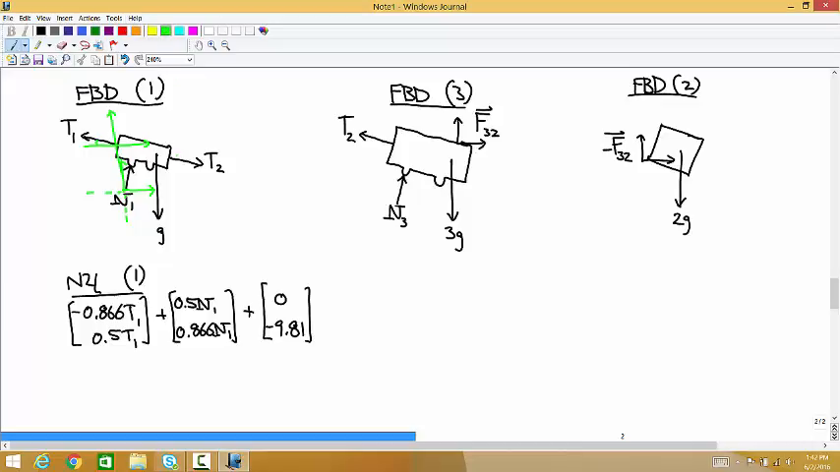What's the angle for this vector? 330 or negative 30, either of those will work. And so that is 0.866 T2, negative 0.5 T2. And this system's in equilibrium, so those are equal to 0.